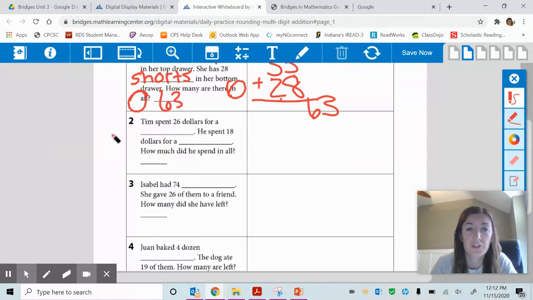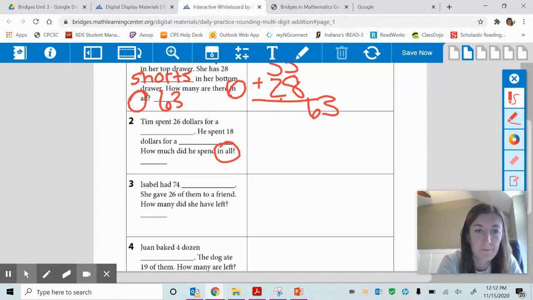Okay, the next one, number 2. Tim spent $26 for a something. You can make it up. He spent $18 for a something else, whatever you like. How much did he spend in all? So again, since it says in all, you're going to add. So maybe he spends $26 for a, I don't know, a basketball, and then he spends $18 for a soccer ball. How much does he spend in all? Then you tell how much he spent. So I'll let you solve that one on your own.